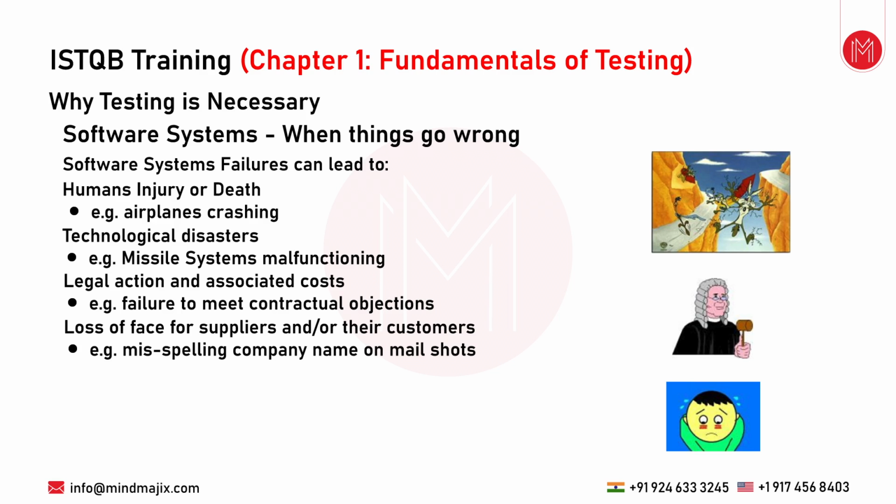Similarly, legal actions and associated costs, right? If the company has not delivered the software on time, on budget, and as per the requirement defined, that means the contractual obligations signed by the vendor company are not achieved, it's failing, then that company gets penalized in the court of law, right?